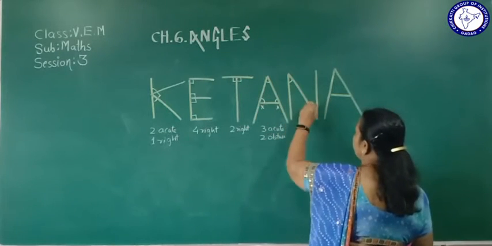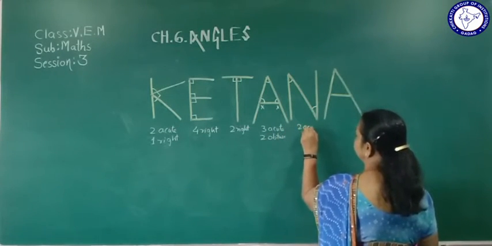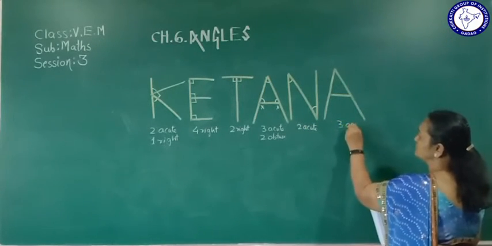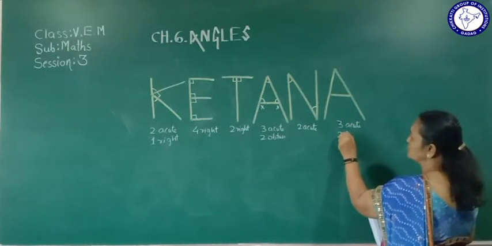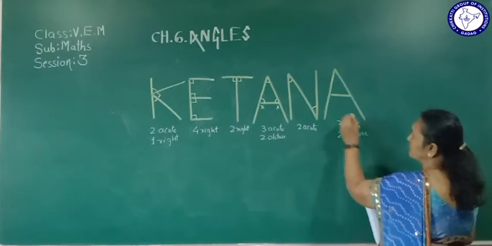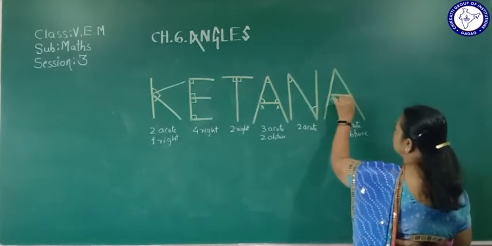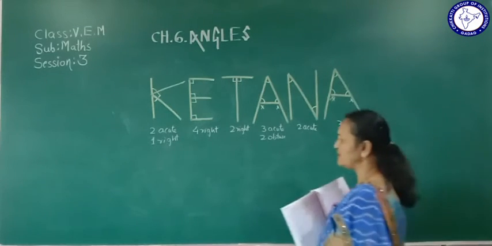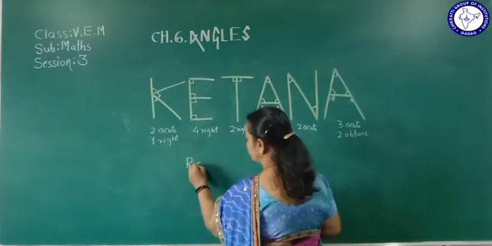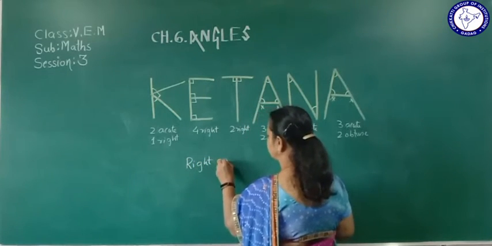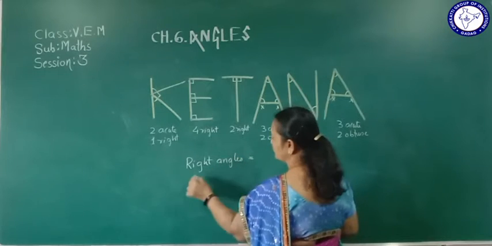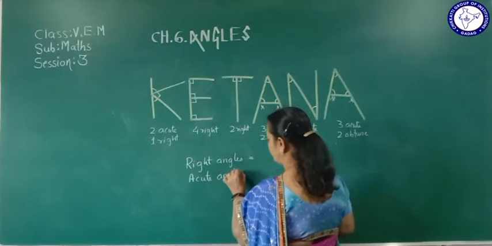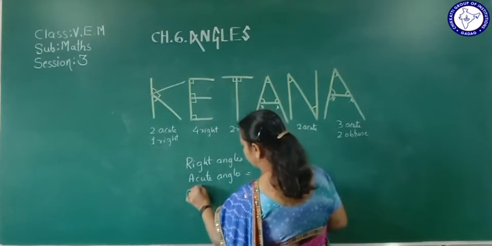Then in N, I am finding two acute, and A already we counted, it is three acute and two obtuse. So here we find two obtuse and three acute. Okay, so totally how many right angles we find? So here in my name, right angles, then acute angle, then obtuse angle.